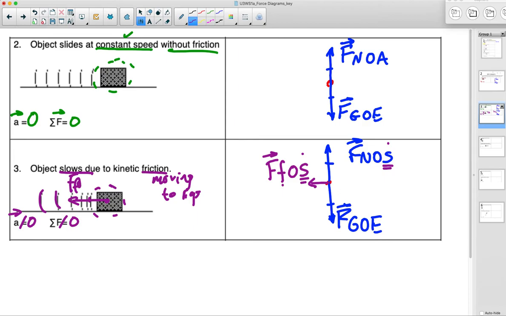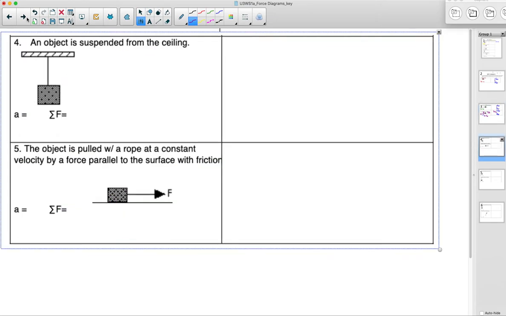So the object is slowing down due to friction, in which case you could have also said that the net force is equal to the force of friction on the object by the surface. Great, we're doing awesome. Let's keep cranking.